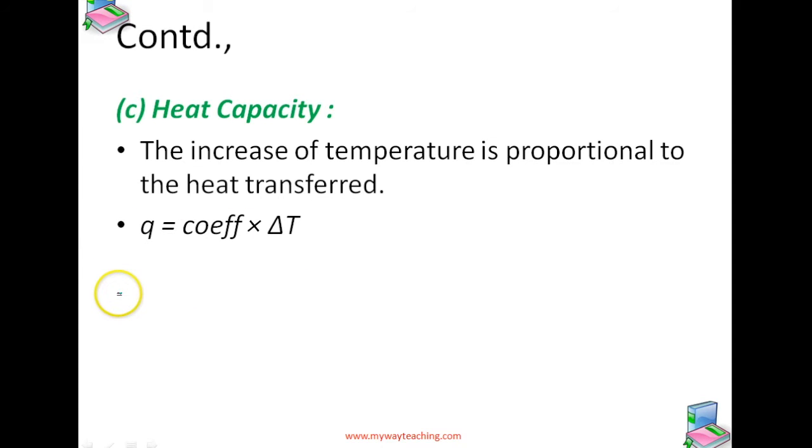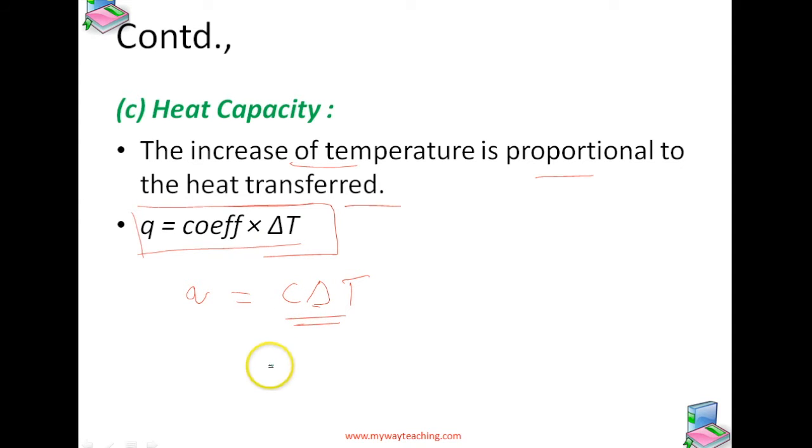Next is heat capacity. In this subsection, let us see how to measure heat transport to a system. This heat appears as the rise in temperature of the system in case of heat absorbed by the system. The increase of temperature is proportional to the heat transport, that is Q is equal to coefficient into delta T. The magnitude of the coefficient depends on the size, composition and nature of the system. We can also write it as Q is equal to C into delta T, where C is called the heat capacity.